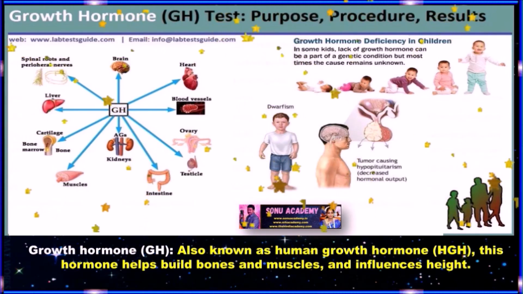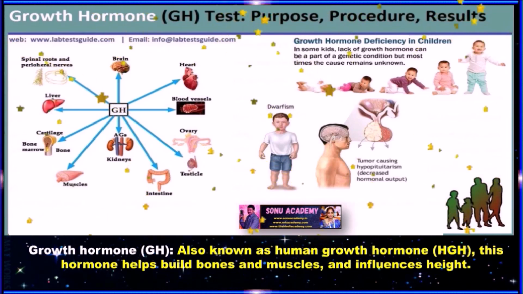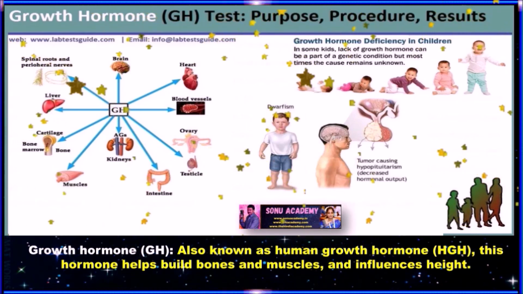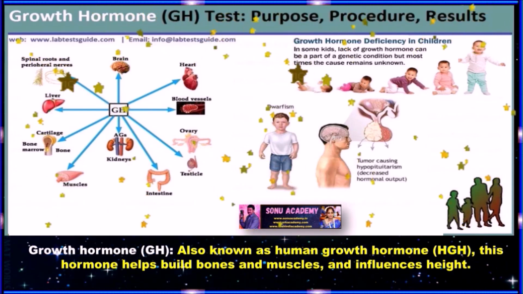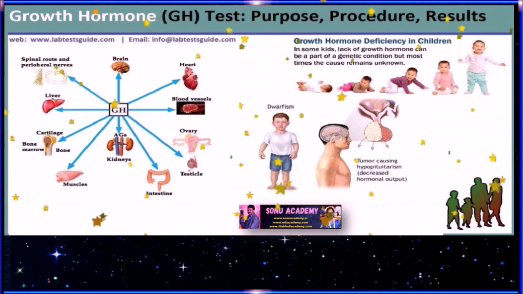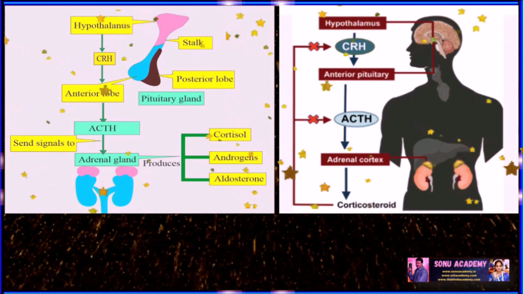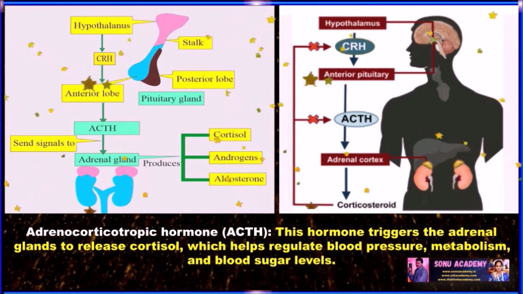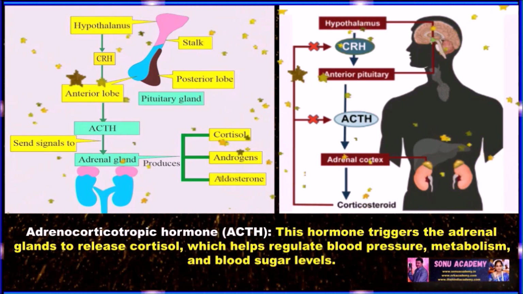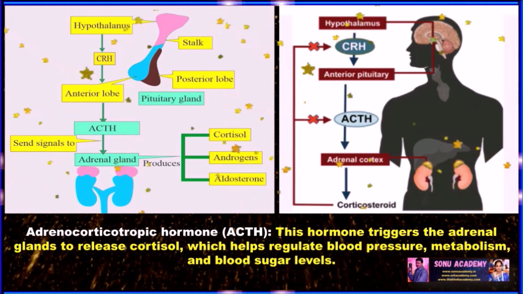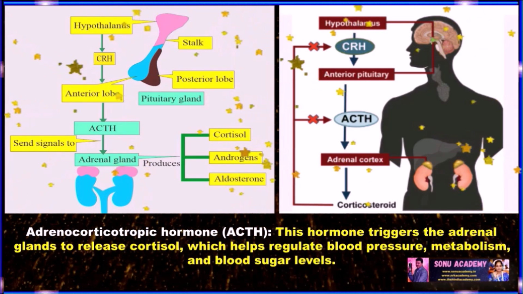Children, let us discuss in detail the hormones produced by the pituitary gland. First is growth hormone, also known as human growth hormone, HGH. This hormone helps build bones and muscles and influences height. Next, adrenocorticotropic hormone. This hormone triggers the adrenal glands to release cortisol, which helps to regulate blood pressure, metabolism, and blood sugar levels.